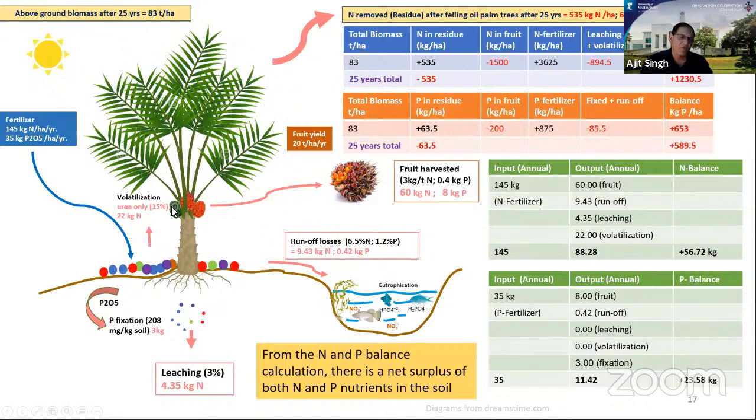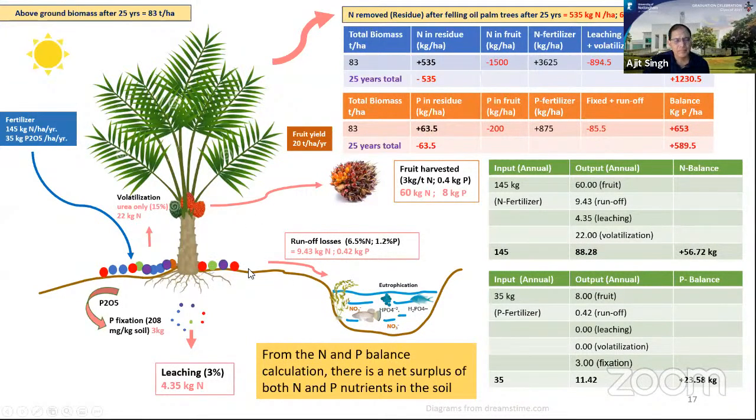Okay. So we harvest fruits, which is around 60 kg of nitrogen on the basis of an average yield of 20 tons per hectare per year. So we lose 20 kg of nitrogen in the fruit and 8 kg of phosphorus. The N and P content in the fruits is not that high. Okay, it's not that high, quite low. So 60 kg is lost to the fruit and 8 kg of P is lost to the fruit.